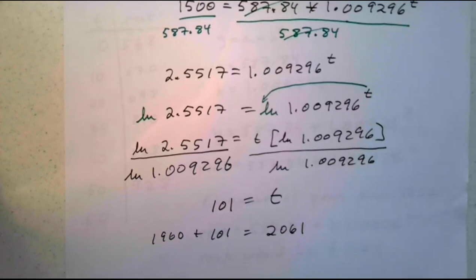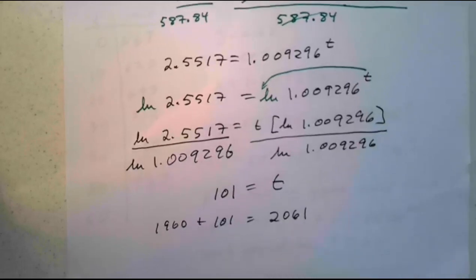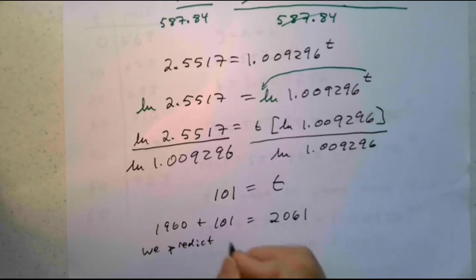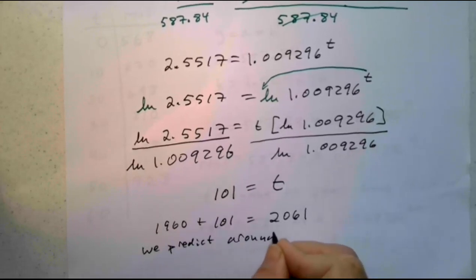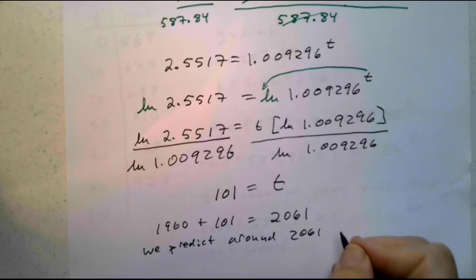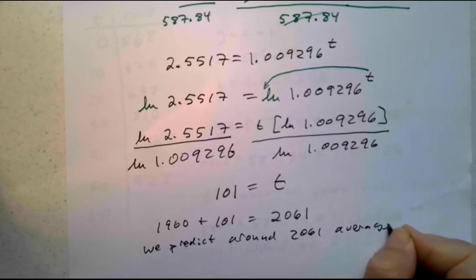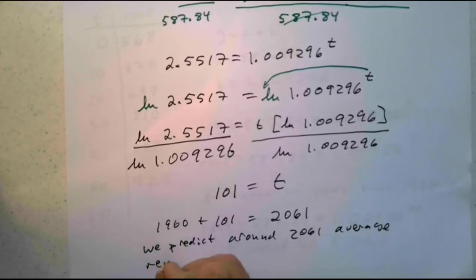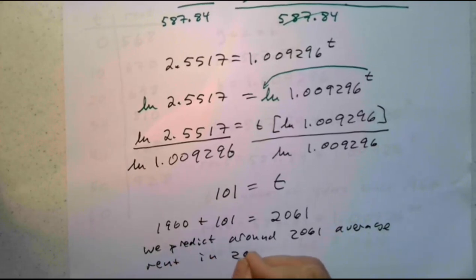Now, in reality, it's not a good idea to take these regression models and extend them that far in the future because things change. It really is best to use numbers between the beginning point and the ending point. Of course, that isn't what always happens. But yes, based on this model, we predict around 2061, average rent in 2014 dollars. Notice that's very important because inflation will be a whole lot more than that.